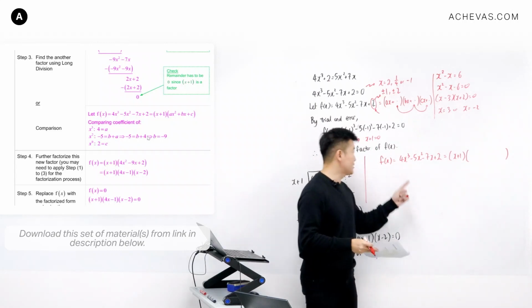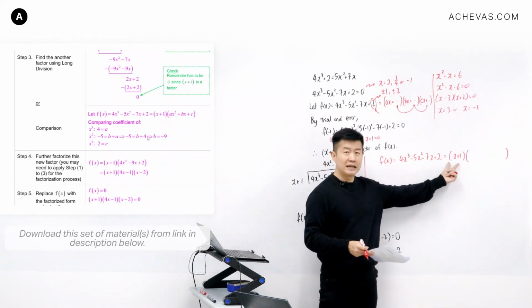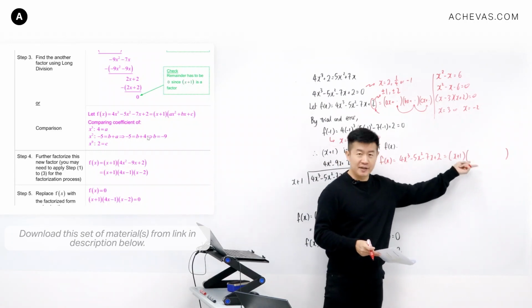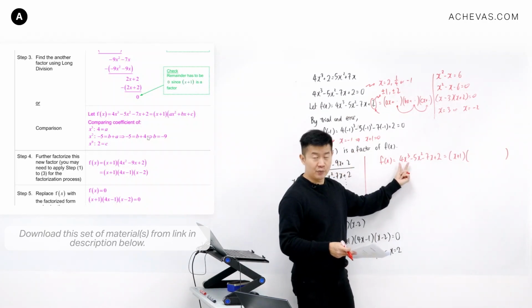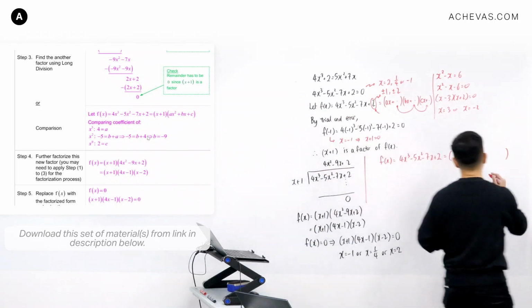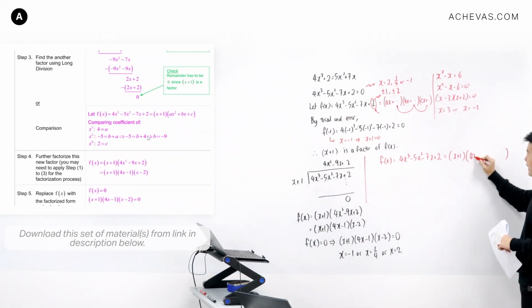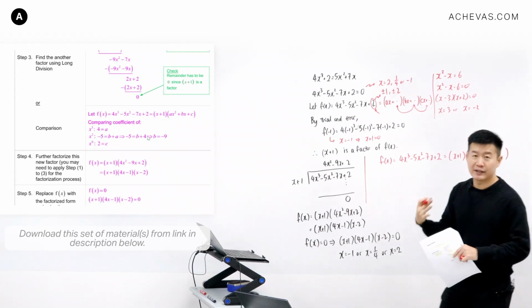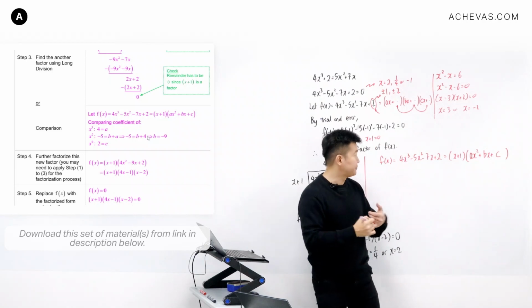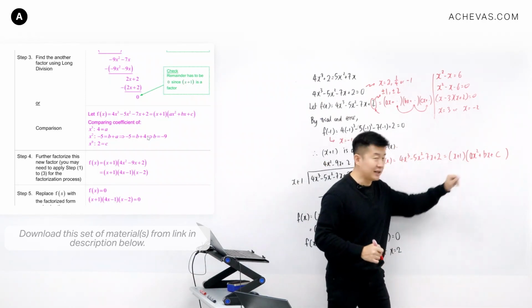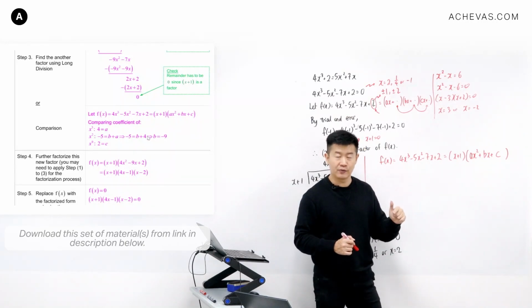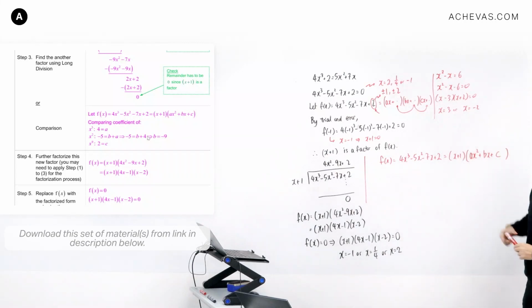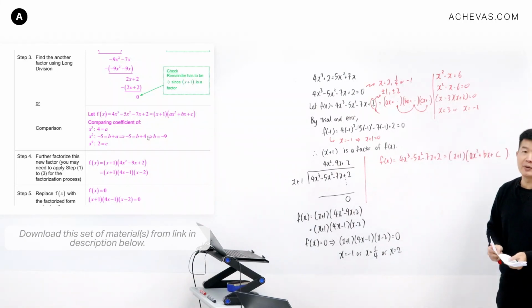But I know that this other factor should be a quadratic polynomial. Why do I know that? Because this is cubic and this is linear. So this must be multiplied by something that has x to the power of 2 in order for the ultimate expansion to have an x to the power of 3, right? So I'm going to assume this to be, for example, ax squared plus bx plus c, where the coefficients a, b, c are what I plan to solve. How am I going to solve this? By comparing coefficients.